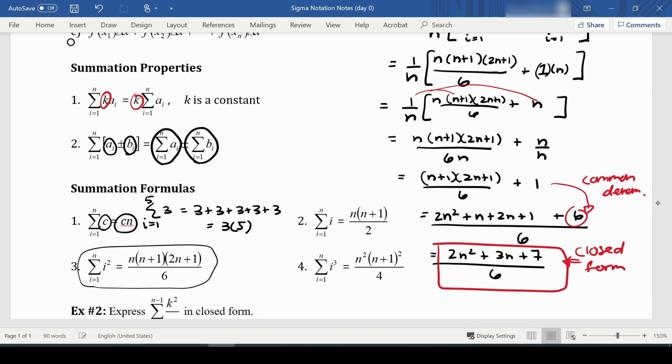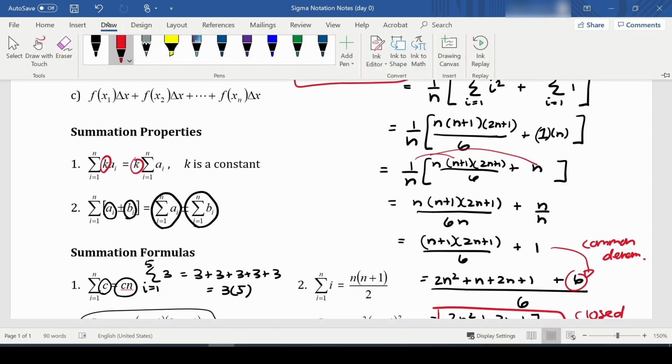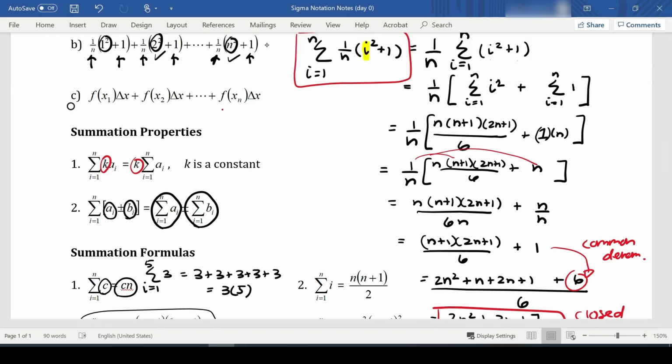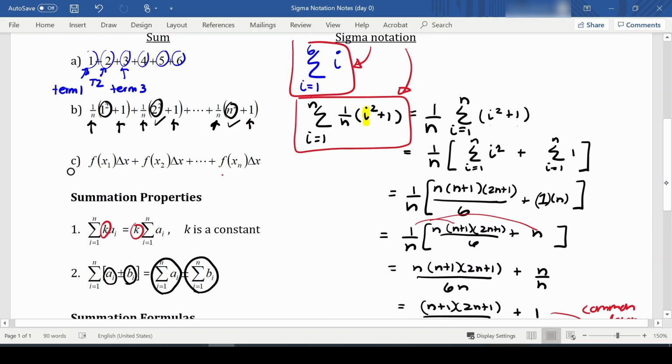All right. Let's try one more. You are going to get very comfortable seeing this one. It's going to come up in this chapter. Okay. So here we look at what is the same and what is changing. So we've got our sigma notation. We're starting at term 1. We don't know how many terms there are. We're ending at term n.